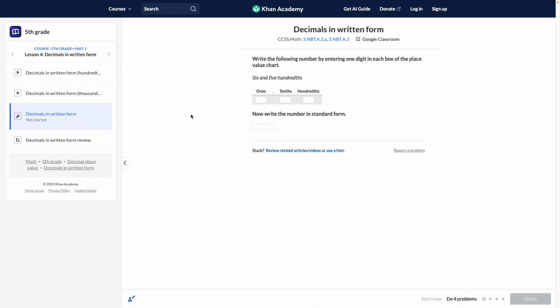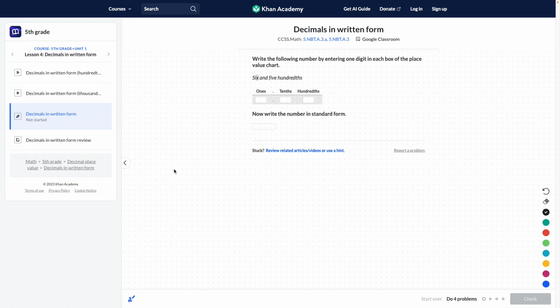Okay, so now we're on lesson 4, decimals in written form. So let's have a look at the question first of all. Write the following number by entering one digit in each box of the place value chart. 6 and 5 hundredths.